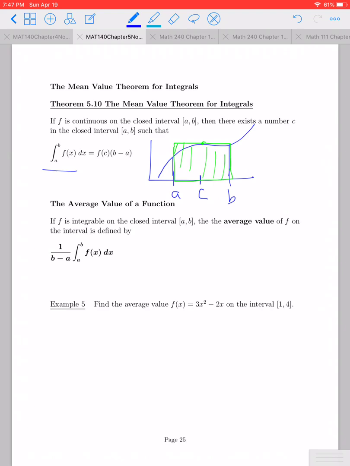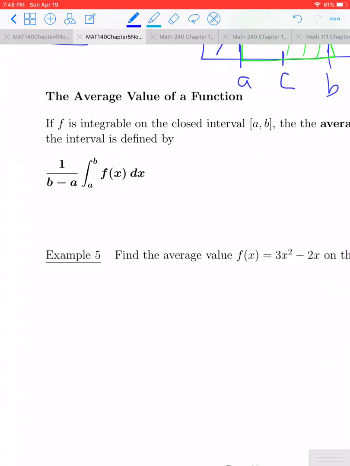This also allows us to define the average value of a function f. If f is integrable on the closed interval a to b, then the average value of f on the interval is defined by 1 divided by b minus a, the length of the interval, times the definite integral from a to b of f of x dx. So it's essentially taking the value of the definite integral and dividing it by the width of the interval, which is b minus a.